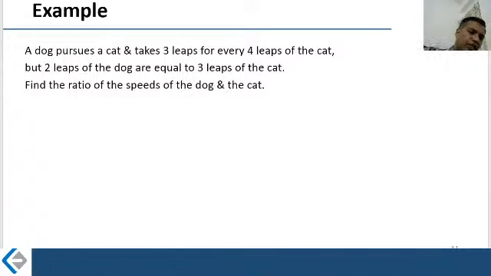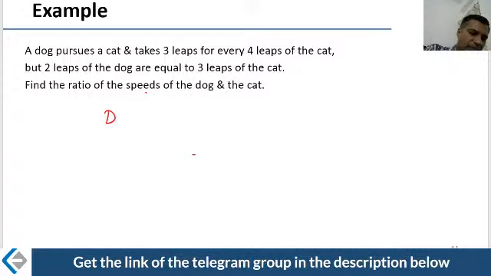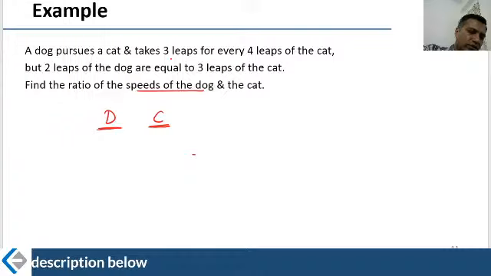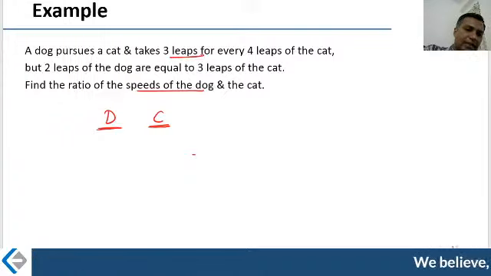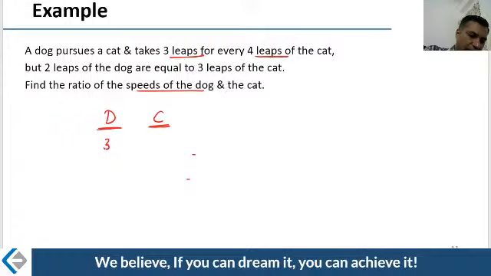All right, so here we go. Now this is what we have. We are talking about the speed of dog and speed of cat. Let's put the data in perspective. What did he say here? Leaps are nothing but the jumps in a given time. By the time the dog takes 3 leaps, the cat can take 4 leaps.